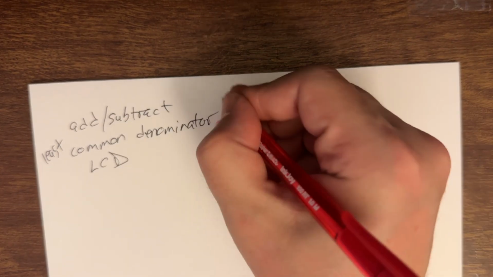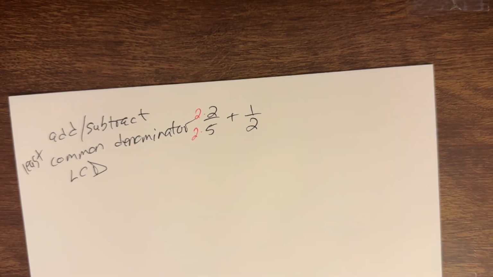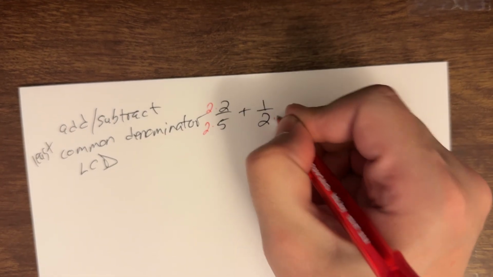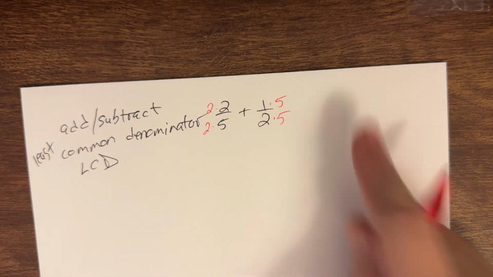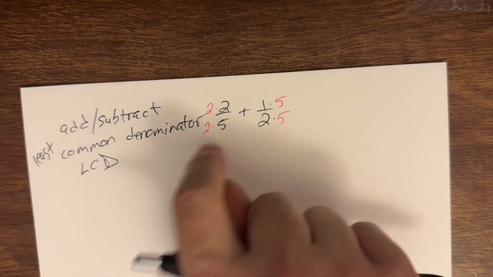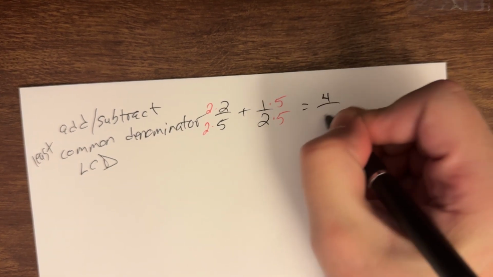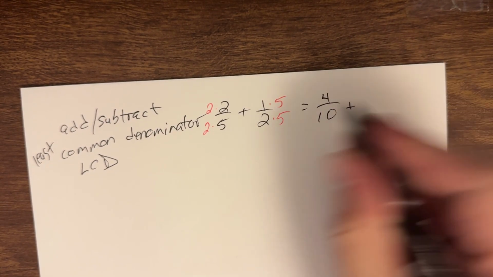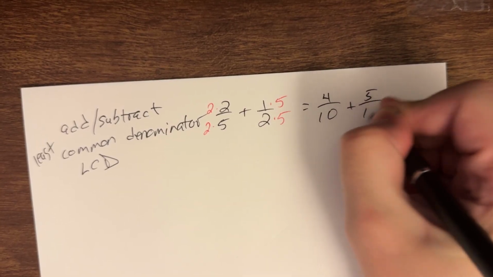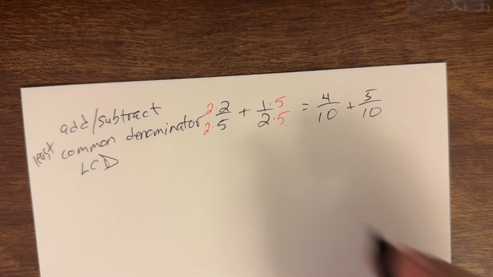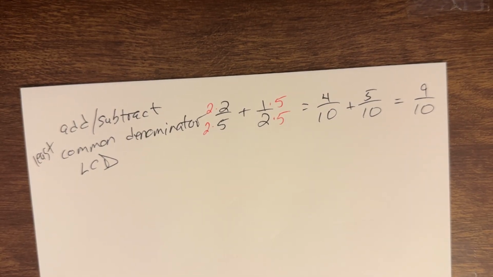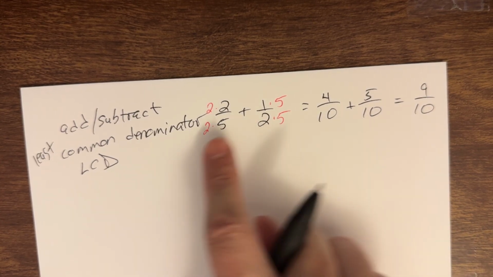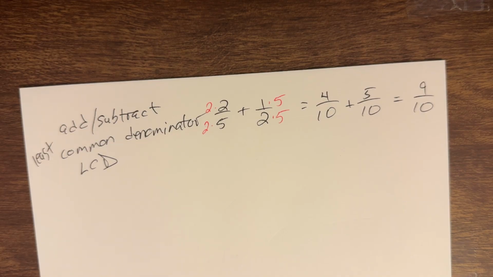I'll multiply by a 2. And then whatever I do to the bottom, I do to the top. Over here, well, I'd make this a 10 by multiplying by 5. And whatever I do to the bottom, I do to the top. This first one just became 4 over 10. This second one is 5 over 10. And 4 over 10 plus 5 over 10 is 9 over 10.